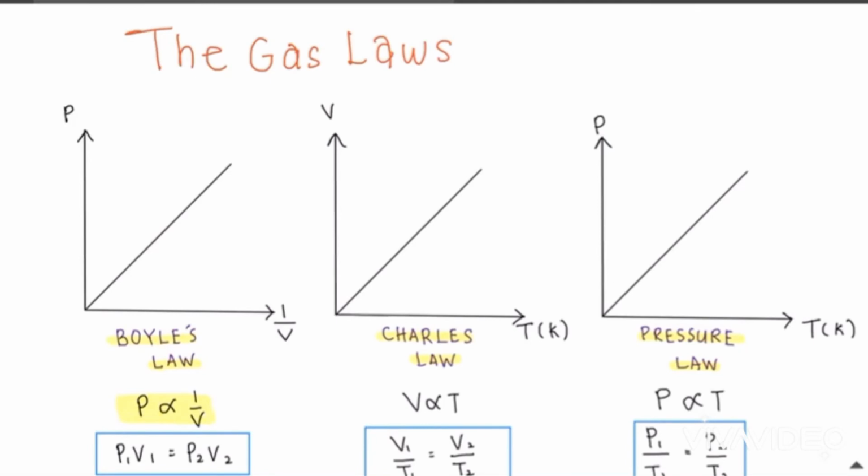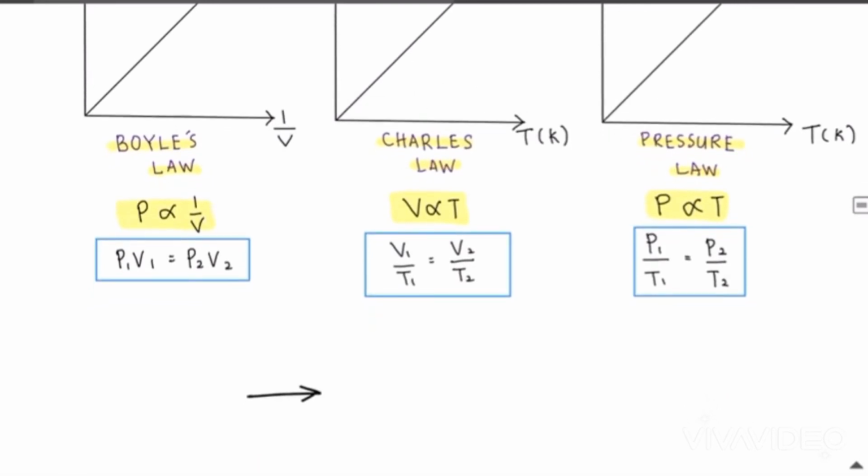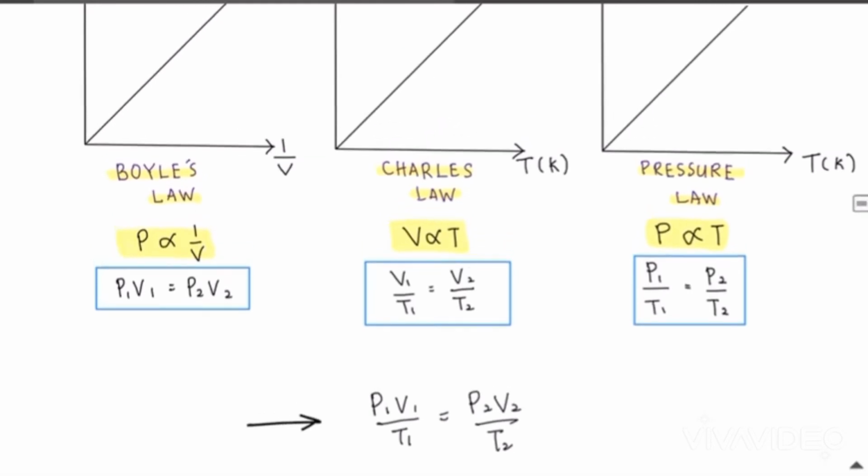And then Charles' law states that volume is directly proportional to the temperature. So if you rearrange, you will get V over T initial equals V over T final. And lastly is the pressure law. Pressure law states that pressure is directly proportional to temperature. So P over T initial equals P over T final. So if you combine it all together, you will get P1 V1 over T1 equals P2 V2 over T2. Just remember all these formulas, okay, because you will need to use them to answer the questions later on.